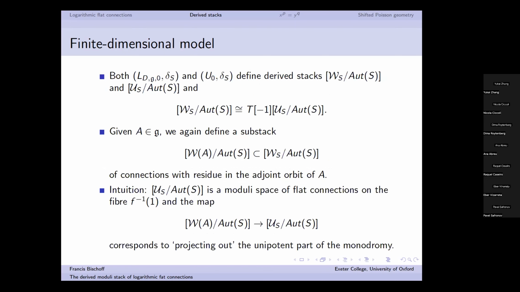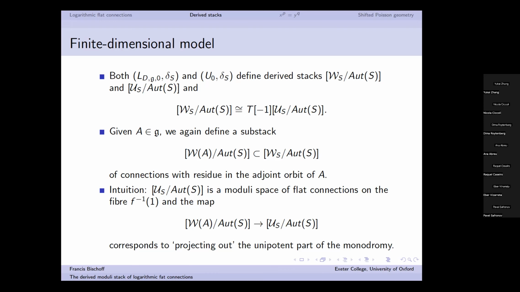Okay, so both of these DGLAs define derived stacks in the same way. I'm calling one of them WS and the other one US. And because of what I just told you, you could think of the WS one as a shifted tangent bundle of the US one. And again, I want to fix the residue to be in an adjoint orbit. That's what I'm calling W of A.